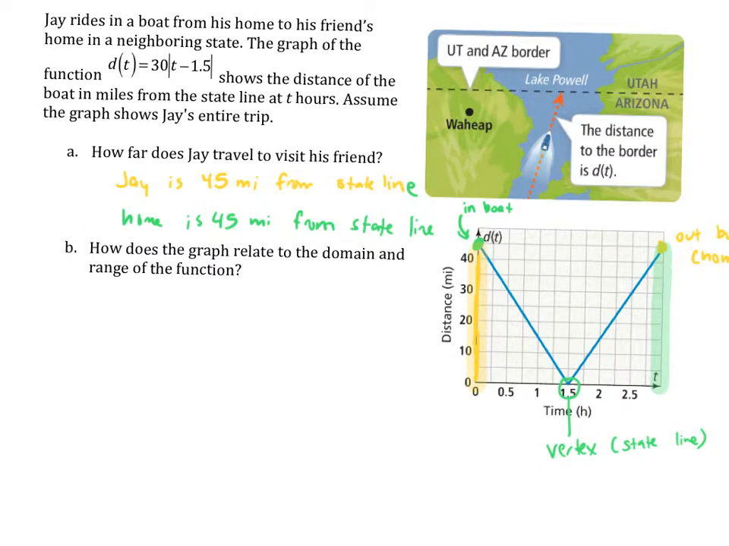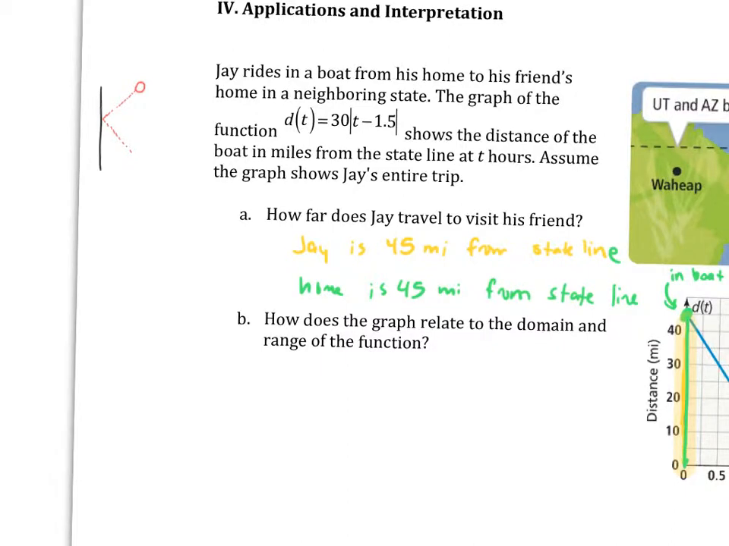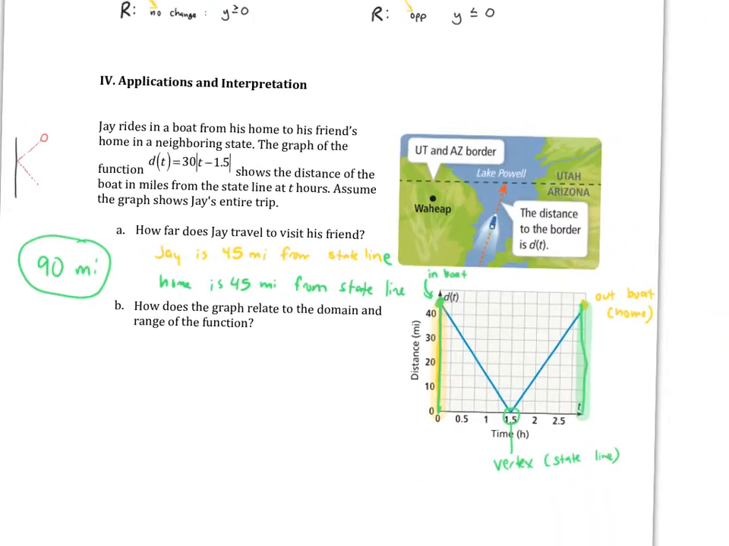So the question is, how far does he travel? Well, he travels 45 miles to the state line and then 45 miles away from the state line. So the answer here is he travels 90 miles. 45 miles to the state line, as if he's going here. I'm starting here at 45 miles away. I'm getting closer and closer and closer. I'm at the state line, and then I go away from the state line until I'm 45 miles somewhere up there.